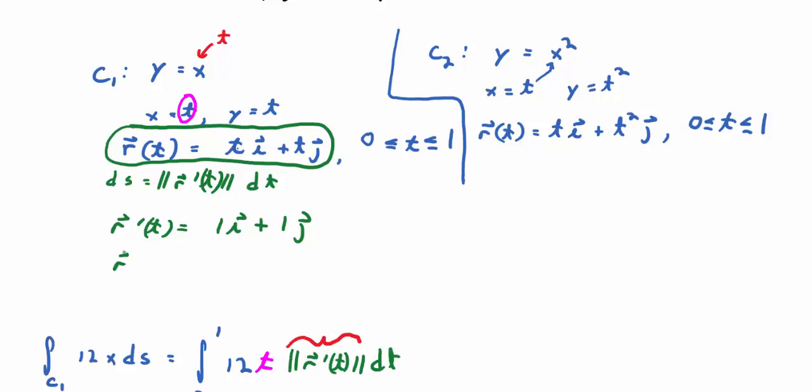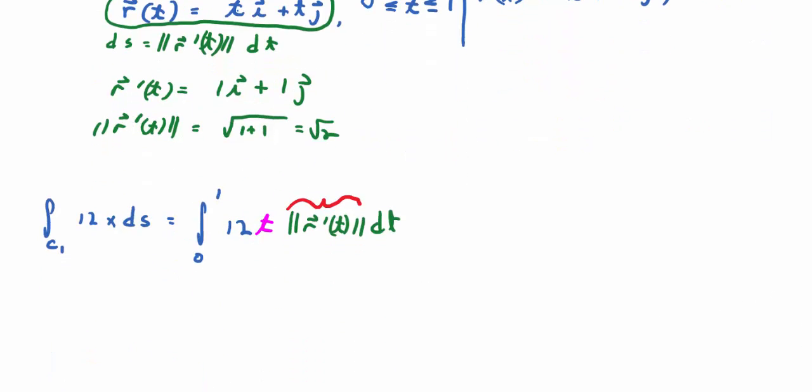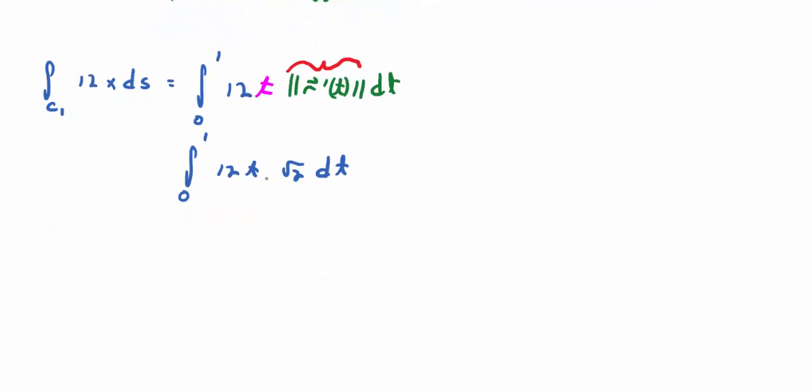And then what's the magnitude of it? Root 2. Square root of 1 plus 1, which is root 2. So then our integral over C1 becomes just the integral of 12t times the square root of 2 dt. Not too bad, right? So I can pull out a 12 root 2 in front, and then I'm integrating just t dt.